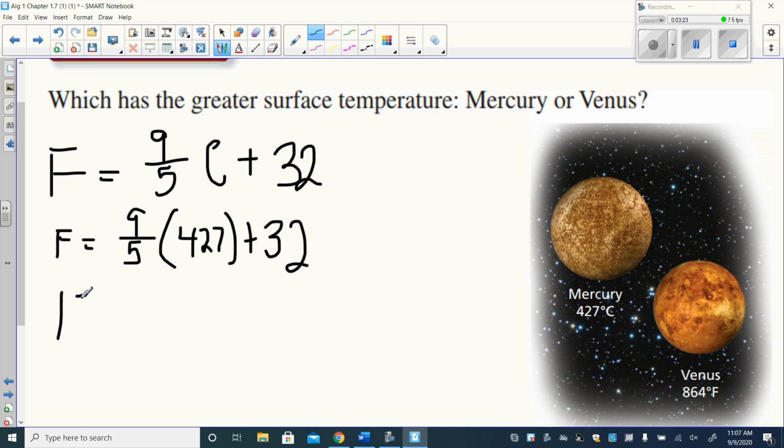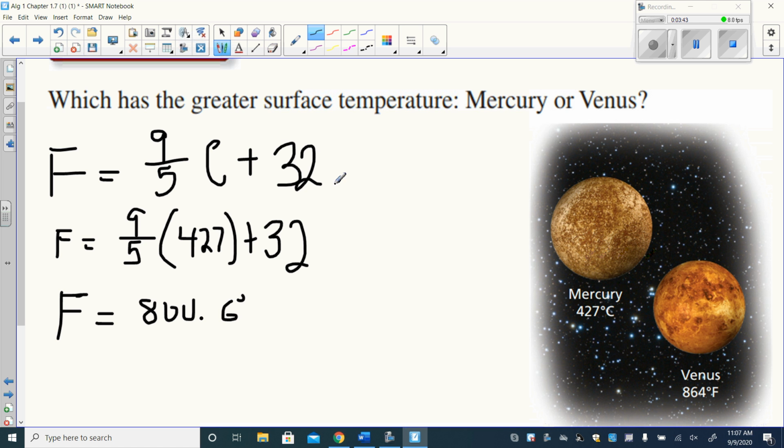And if you plug that into the calculator, you will see that this should give us 800.6 degrees Fahrenheit. So how hot is Mercury? It is 800.6 degrees Fahrenheit.